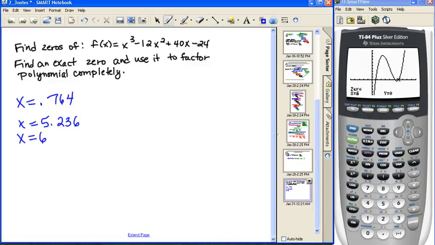Okay, so what we have to do now is use that 0 to actually factor this polynomial. So if x equals 6 is a 0, that means that x minus 6 is a factor. So this is going to put all those pieces together. So we would have to divide x cubed minus 12x squared plus 40x minus 24 by x minus 6.